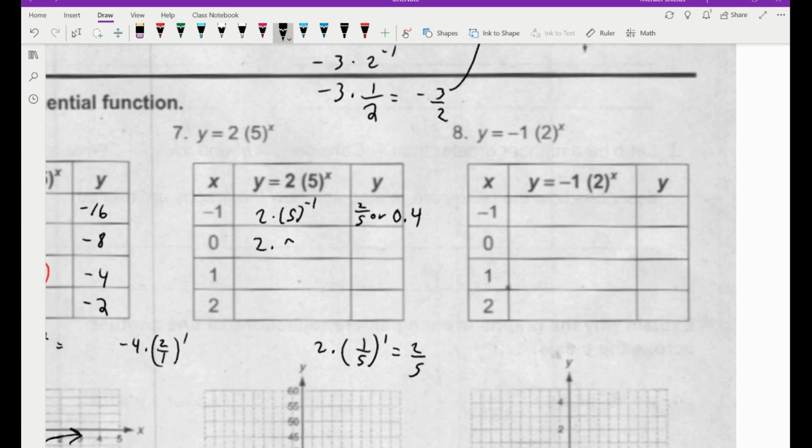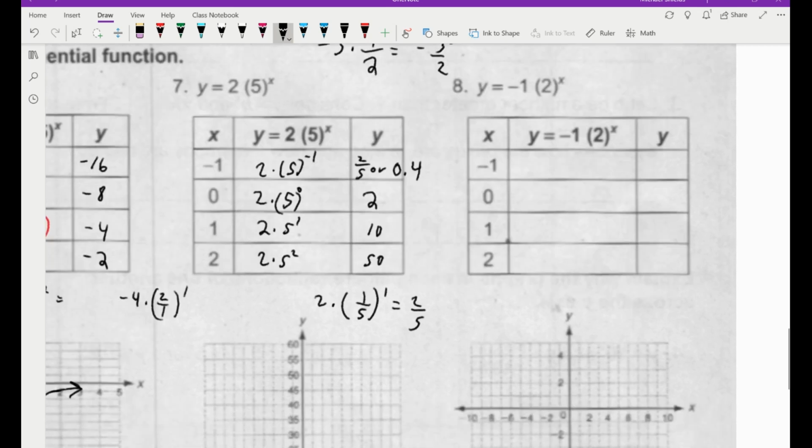Now, 2 times 5 to the 0. Anything raised to 0 is 1, so it's 2 times 1, which is 2. Then it's 2 times 5 to the 1, which is simply 2 times 5, which is 10. And 2 times 5 squared, which is 2 times 25, is 50.